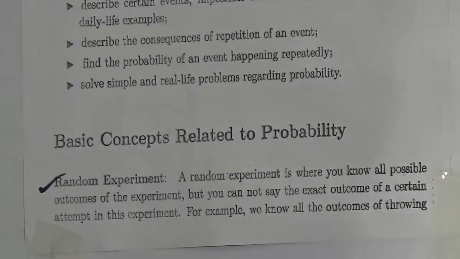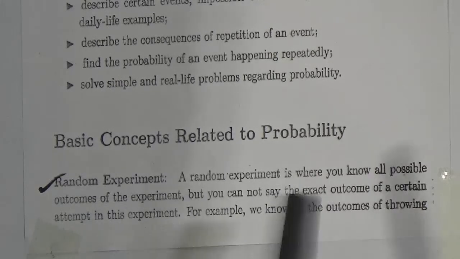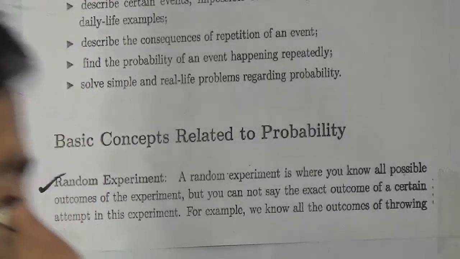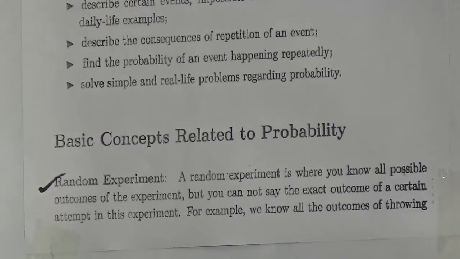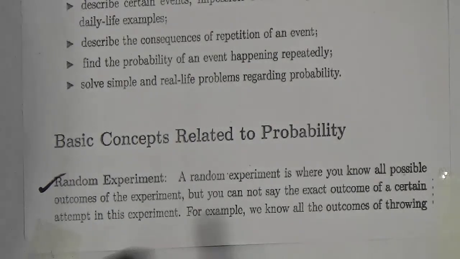you know all the outcomes of a certain experiment. It means that all the outcomes we know, but you cannot say the exact outcome of a certain attempt. It means that we can't say the exact outcomes, what will happen. This experiment is known as random experiment.